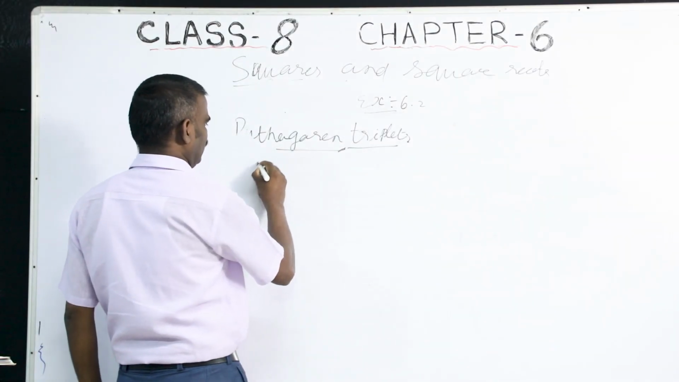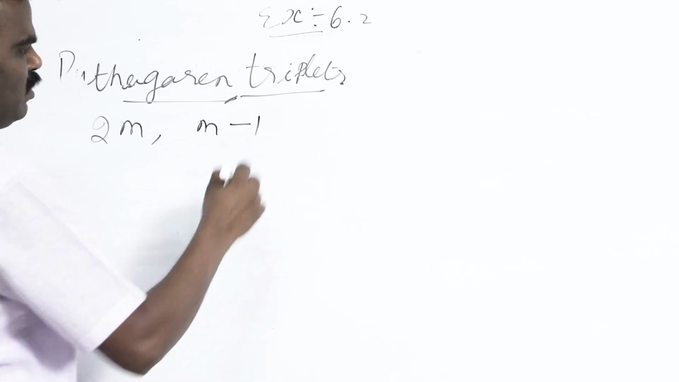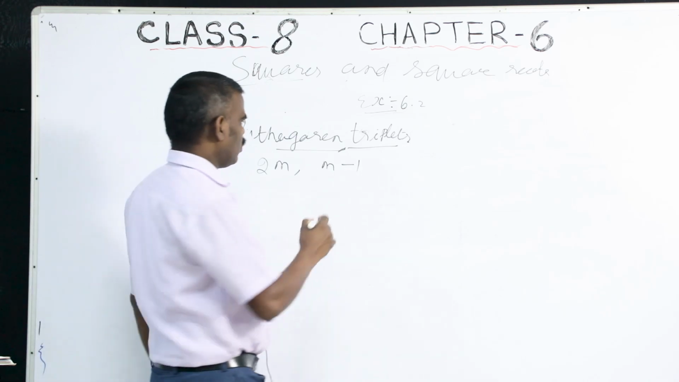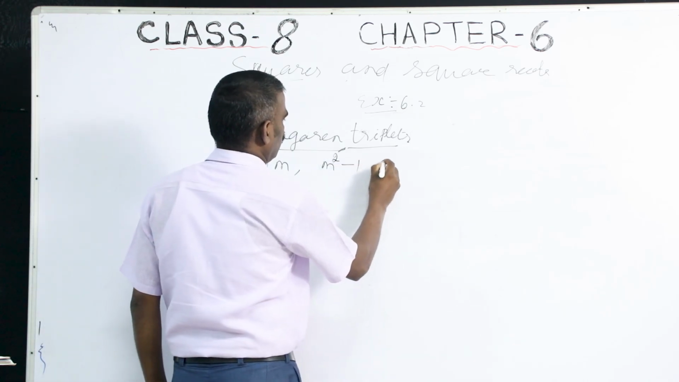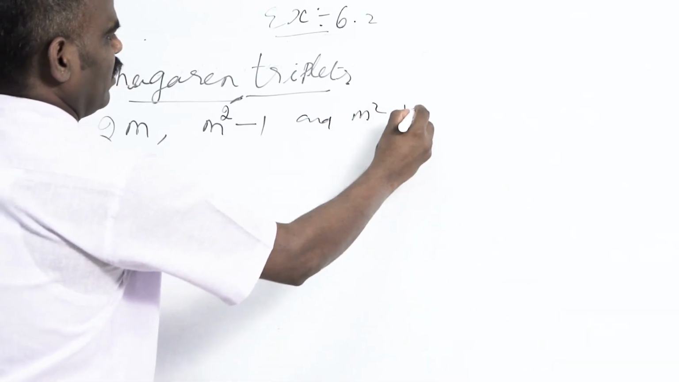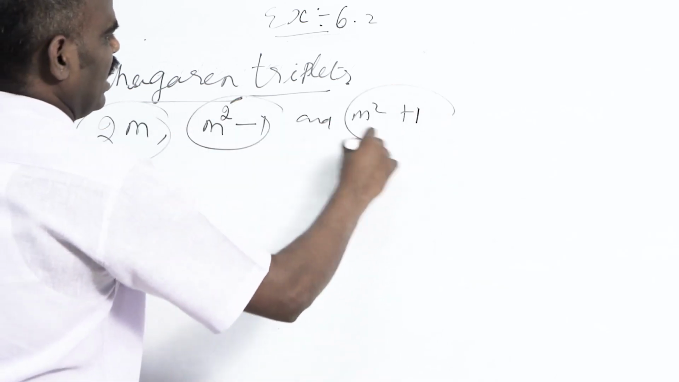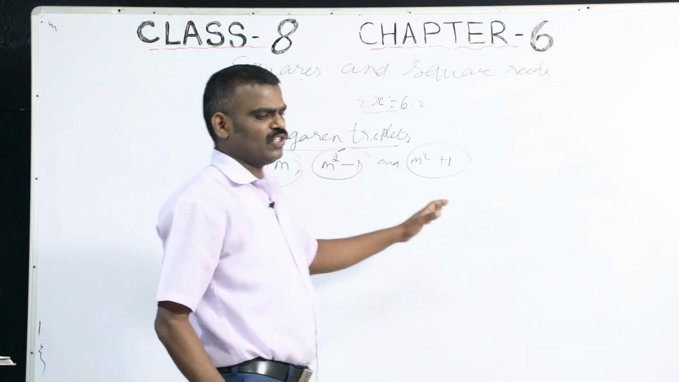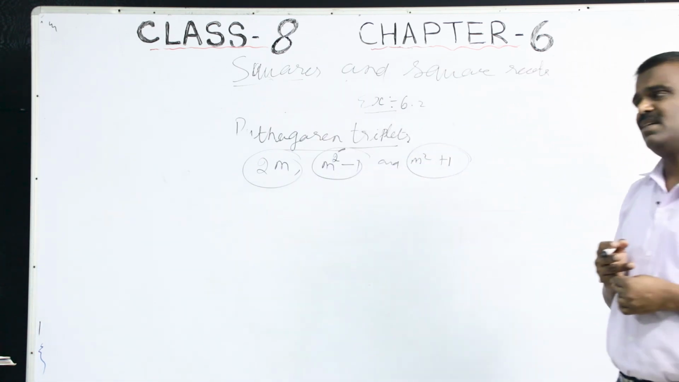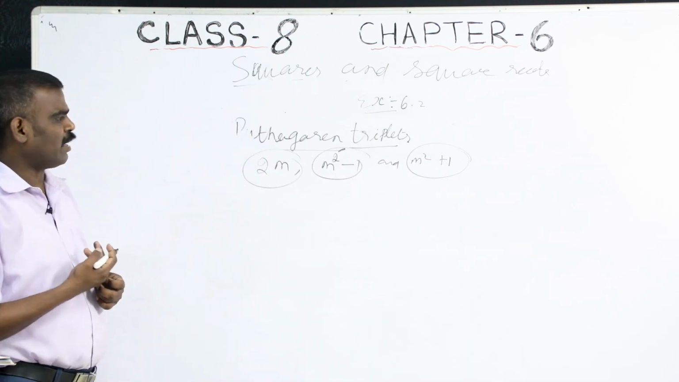There is a pattern: 2m, m square minus 1 and m square plus 1. This is a pattern: first number, second number, third number. If numbers are in this form, then the 3 numbers are Pythagorean triplets.